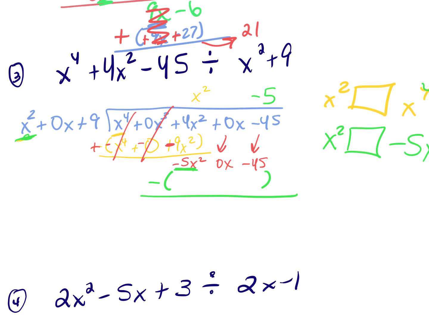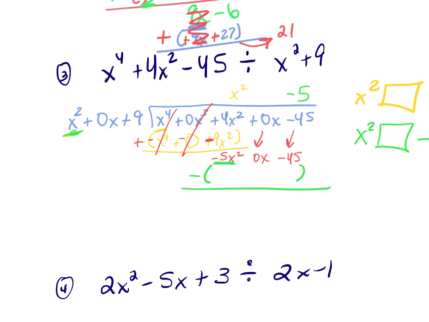So negative 5 times x squared is negative 5x squared. Agreed? What's negative 5 times 0? So I just got a big old 0 there. And then what's negative 5 times 9? Negative 45. Now, before I subtract, what do I have to do? I have to change all the signs. So plus, plus, minus, plus. Okay? What's negative 45 and a positive 45?